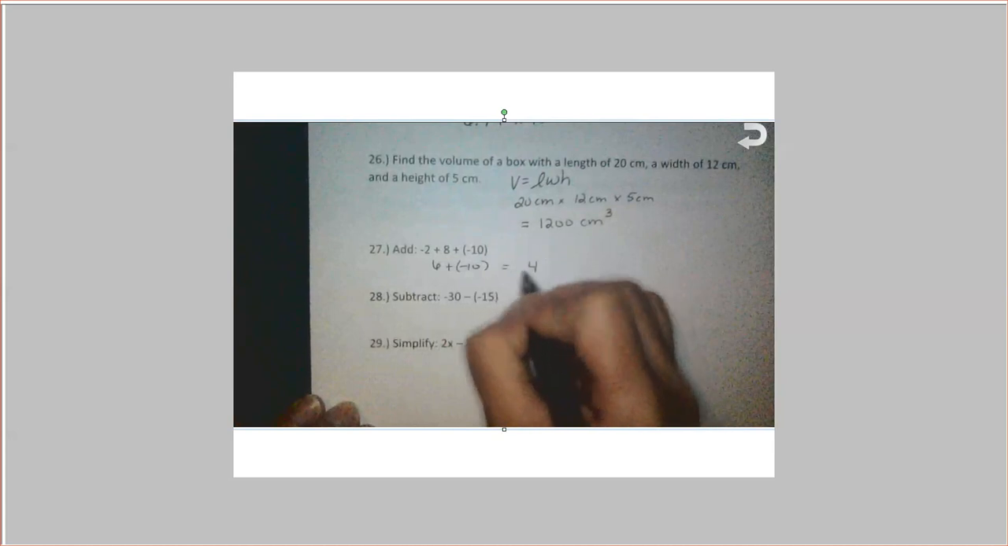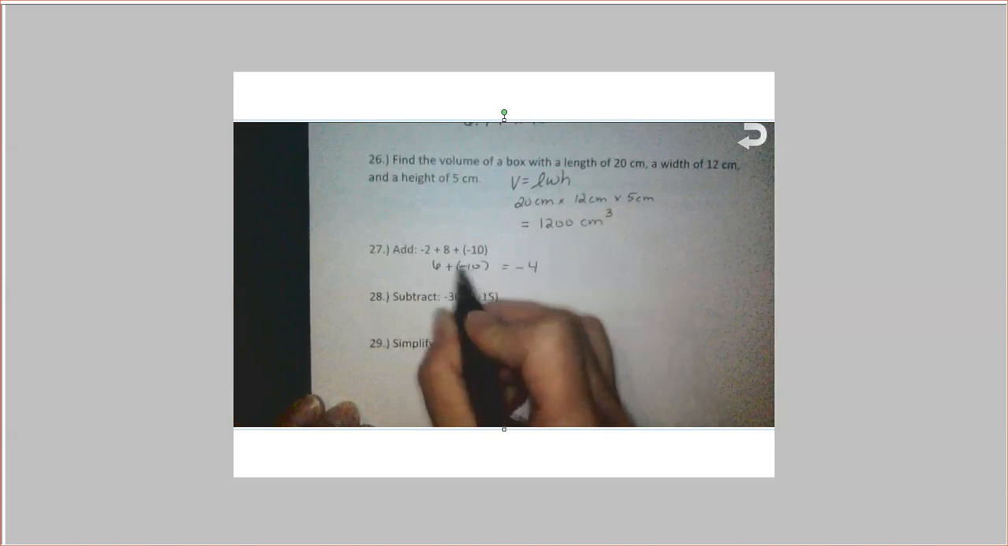All right, these signs are different, so we're going to subtract and take the sign of the higher number. 10 is bigger than 6. 10 is negative, so my answer is negative. Just imagine if you're at positive 6 and then you shift -10 units to the left, you're going to get a negative value.